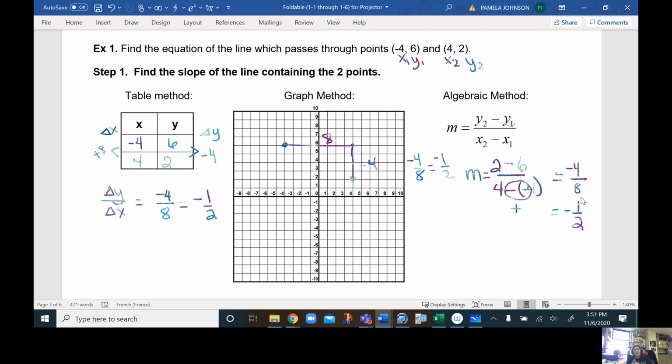So no matter which method we use, we're going to still end up with the same slope. Okay. Use the method that you prefer. If you like just putting them together as a table, do that. If you prefer the algebraic method, that's great too.